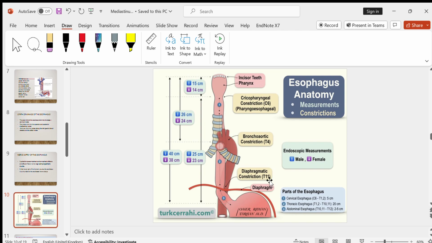And for surgeons, the distance of these constrictions from the incisors is very important. From the incisors, the first constriction is 14 centimeters away, the second constriction is 24 centimeters away, and the third constriction is 38 centimeters away.